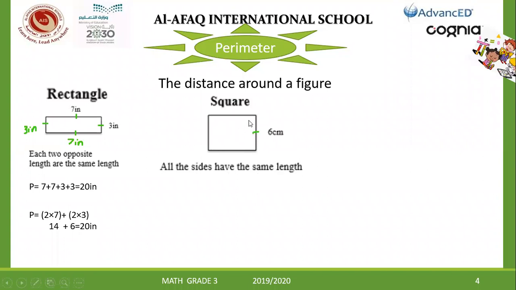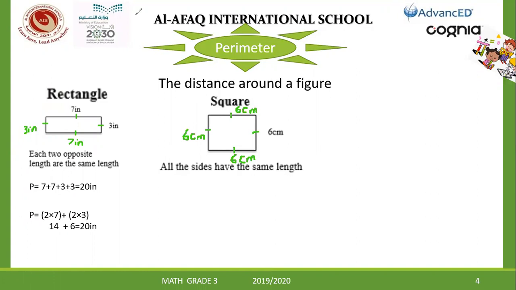From this property, you can find all the lengths of the sides. If you have just the length of one side, because it is a square and all the sides are equal, you can say this side is 6 centimeters, and also this side is 6 centimeters, and also this one is 6 centimeters. By this way, I can find the perimeter of the square by getting all the side lengths.